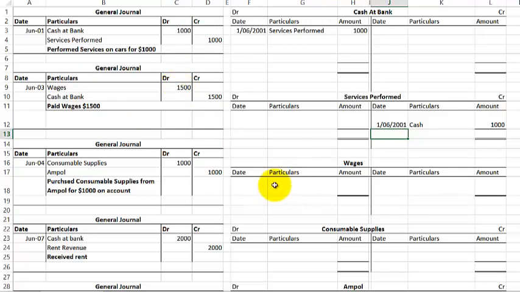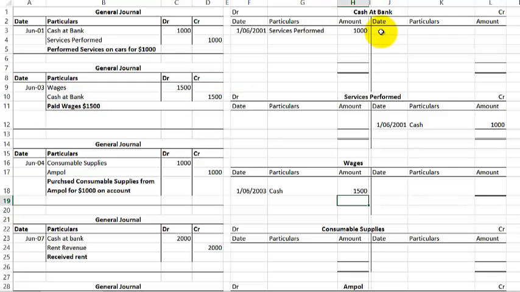Wages debit $1,500. So I'm going to put that on this side, put in the date. It was for cash. It was for $1,500. You'll note here that I've been asked to debit that. That's what that says. So debit wages. There it is on the debit side. I've got a credit bank of $1,500.